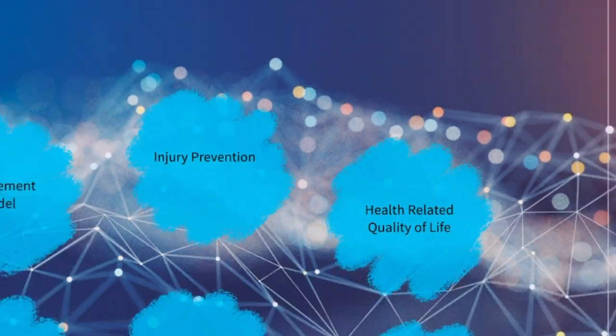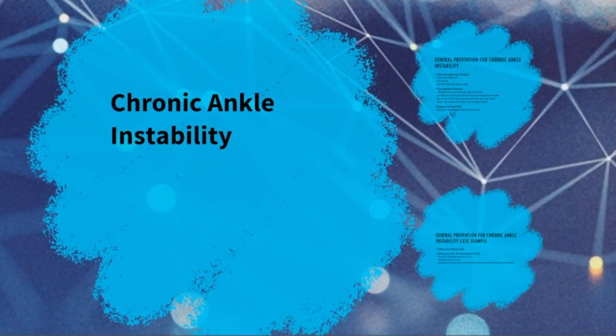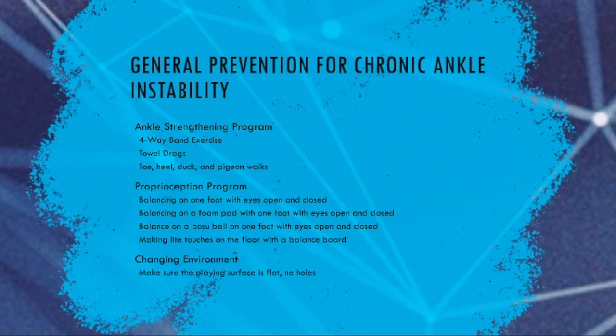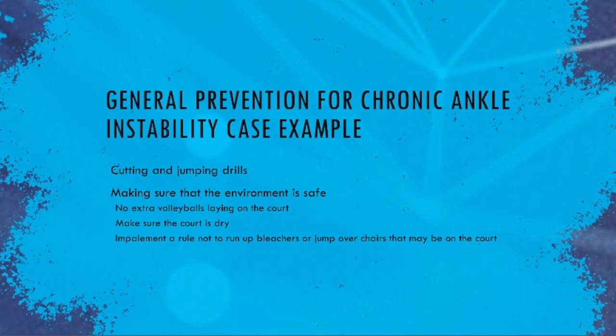stronger proprioception. Chronic ankle instability prevention in general includes an ankle strengthening program using the steps listed. They can have a proprioception program, which mainly focuses on balancing, as well as changing the environment, making it flat and not have any holes to protect the ankle. General prevention for chronic ankle instability in the case example would be all the things listed above, as well as cutting and jumping drills and making sure the environment is safe and the volleyball court is safe for the patient.